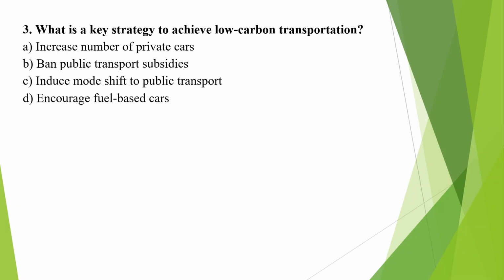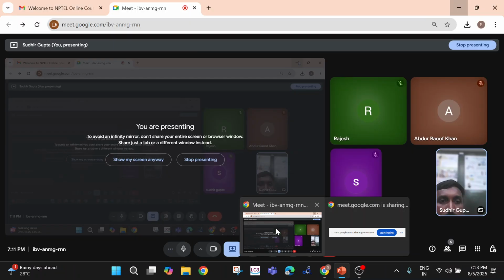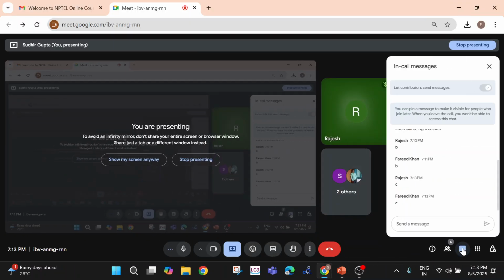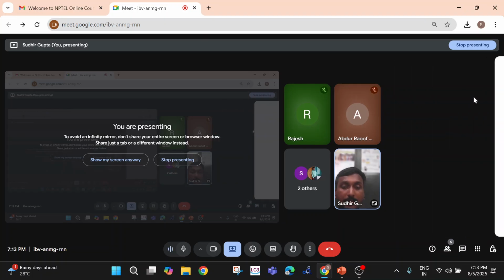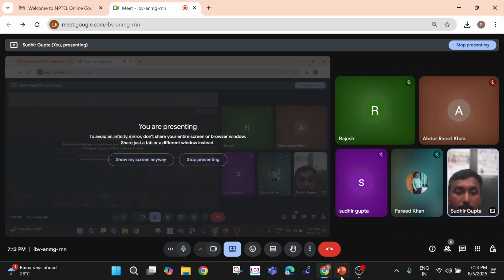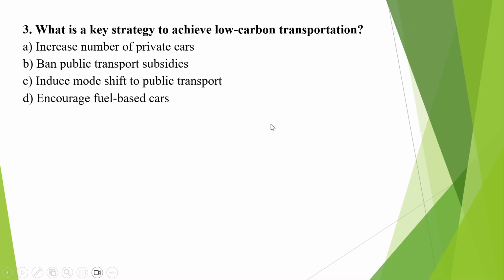Okay, we have one answer from Rajesh and Farid also. So as I can see, two of you have given the answer C. Okay, and option C is the right answer for this particular question. Both of you are absolutely correct. As it was also discussed in the lecture, promoting public transport and electric mobility is a key part of India's low carbon transportation strategy.